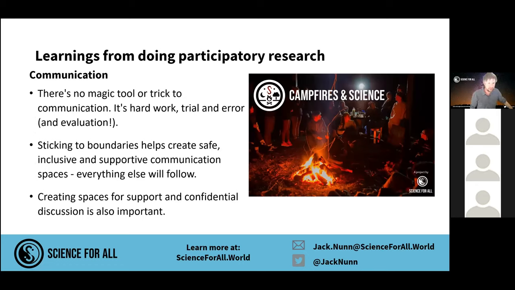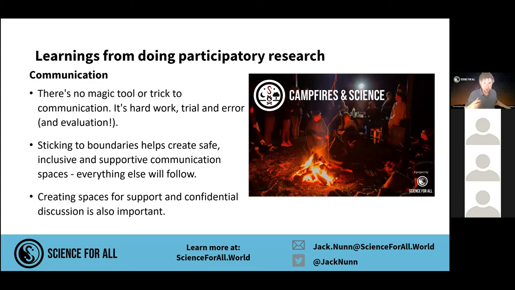Communication as well. I think, winding up now, the main thing to say from doing participatory research is there's no magic tool or trick for communication. There's no one solution that will work. It's hard work, it's trial and error and evaluation from reported data. But I will say that co-creating how you communicate is important. You can't impose your preference for doing everything on Zoom if everyone else would prefer to get around a campfire, or vice versa. You have to ask the people you're hoping to involve what their preferences are. And those boundaries help create safe, inclusive, and supportive communication spaces. And once you have that, everything else will follow. And the importance of safe online spaces is more important than ever.